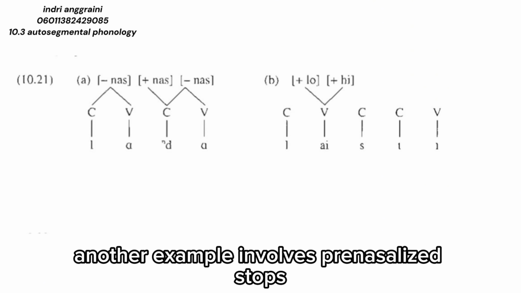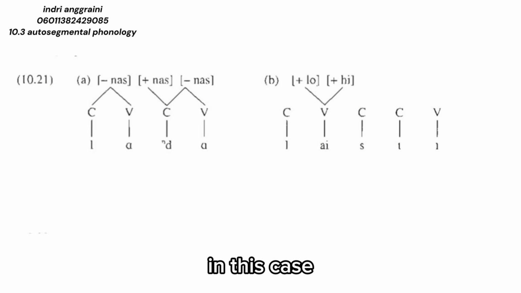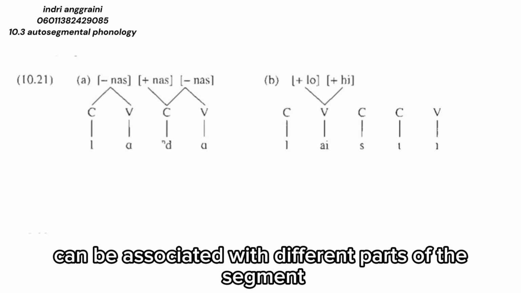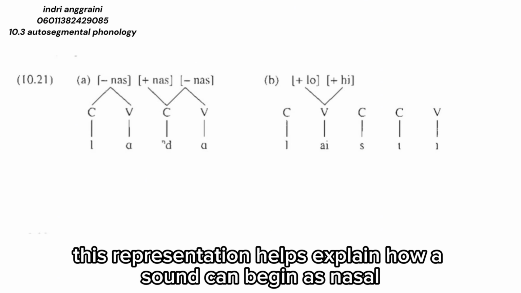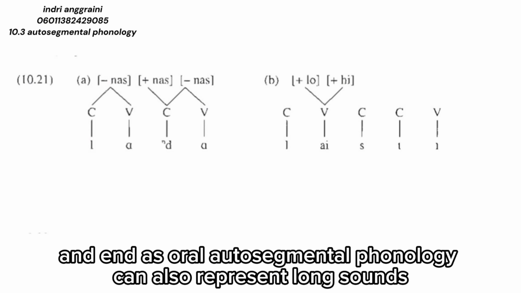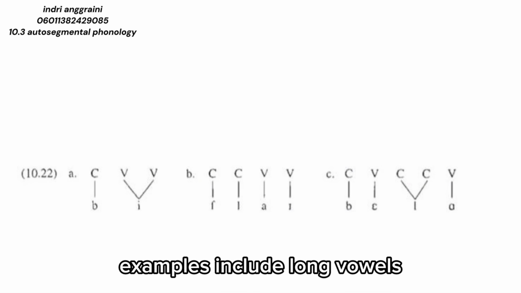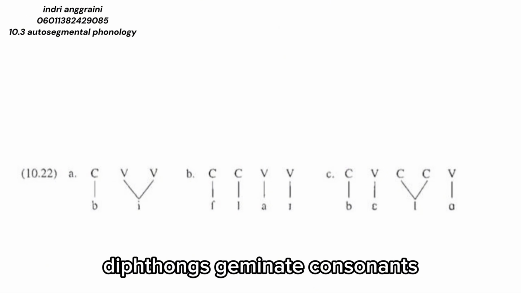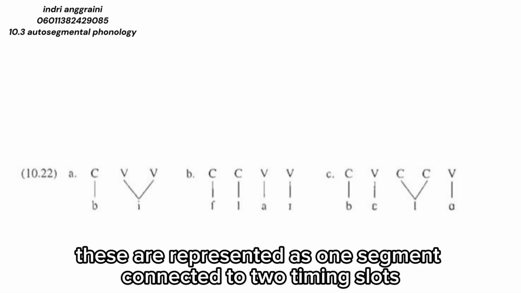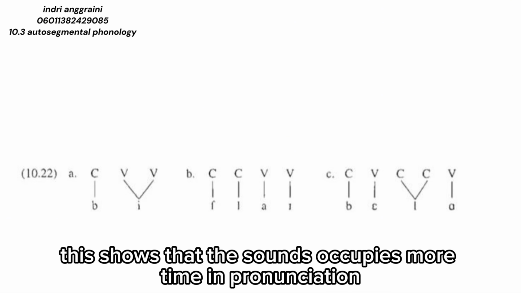Another example involves prenasalized stops. In this case, the feature nasal can be associated with different parts of the segment. This representation helps explain how a sound can begin as nasal and end as oral. Autosegmental phonology can also represent long sounds. Examples include long vowels, diphthongs, and geminate consonants. These are represented as one segment connected to two timing slots. This shows that the sound occupies more time in pronunciation.